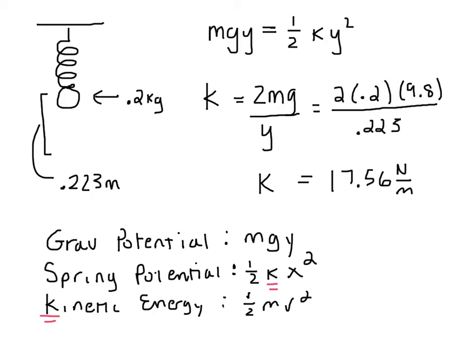So what's happening is I'm taking my gravitational potential energy and putting some of the energy into spring potential and some of the energy into kinetic. All the energy, though, together, this is E total. The total energy, when I add up all the pieces, has to equal that.